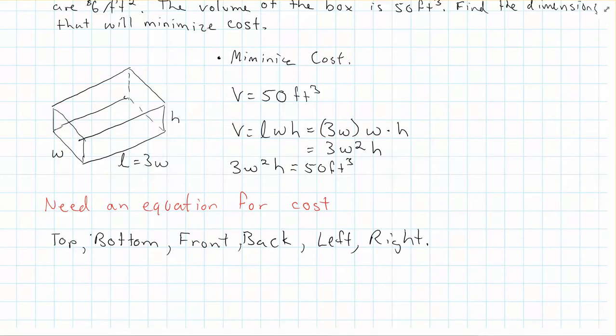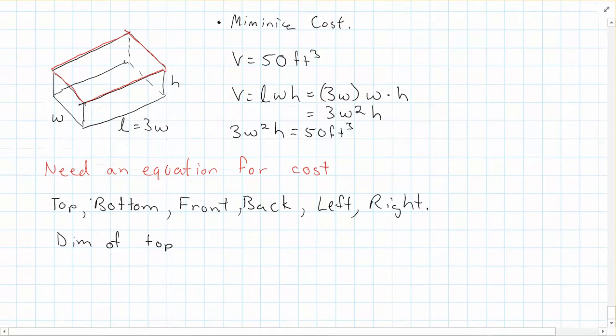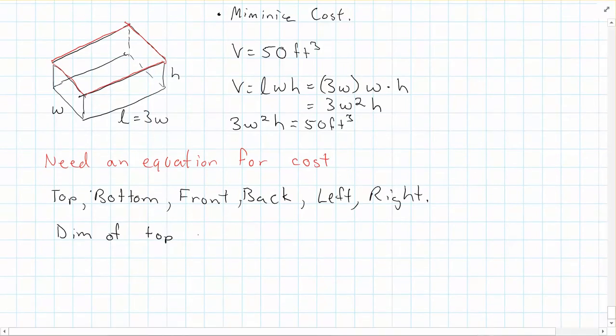So let's first look at the top. I will go ahead and just highlight on our picture here. The top would be what I'm highlighting in red right now. So that would be the top of the box. And we can see the dimensions of that. So the dimensions of the top would be W by 3W. So the area of the top is 3W squared.